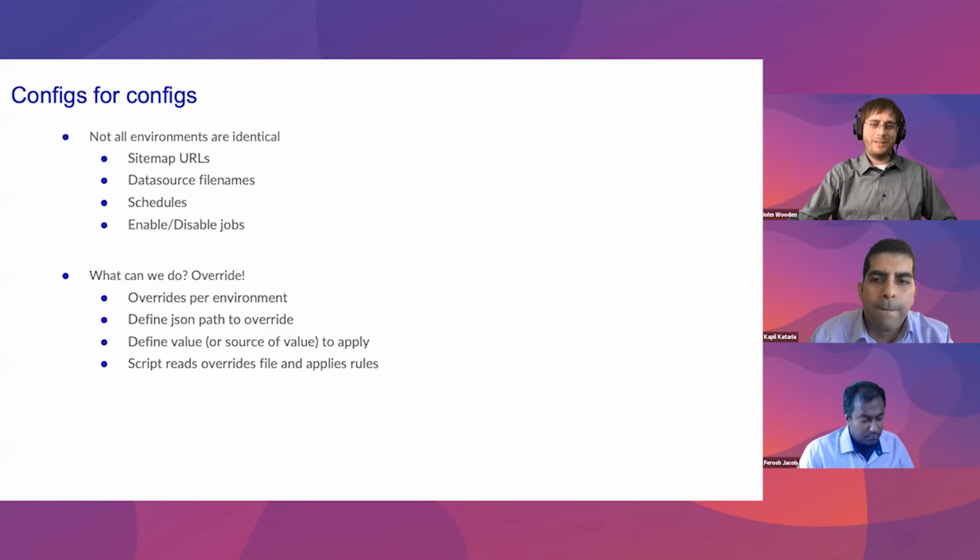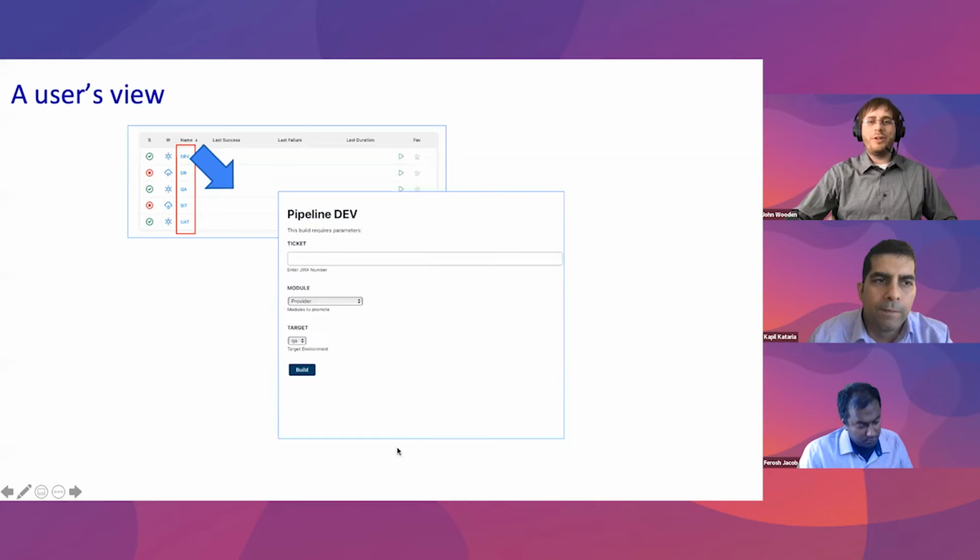Thanks, Kapil. All right. I'm going to go over quickly the experience of an engineer attempting to deploy. The engineer will go into the tool and select the environment that they wish to deploy configurations from. Upon selecting an environment, a form will appear asking for the ticket number related to the change being deployed, as well as the module that they're working on and the target environment as the destination. This form allows us to track who deployed what and why.